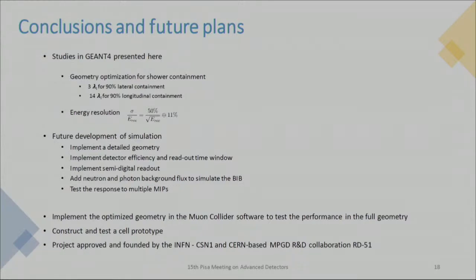Then we will implement the detector efficiency, the readout time windows, and the semi-digital readout. We will try to add neutron and photon background in order to simulate the beam-induced background and try to reject it from the real signal. Then the optimized geometry will be implemented in the Muon Collider software in order to test the performance in the full geometry, and a real cell prototype will be constructed and tested.